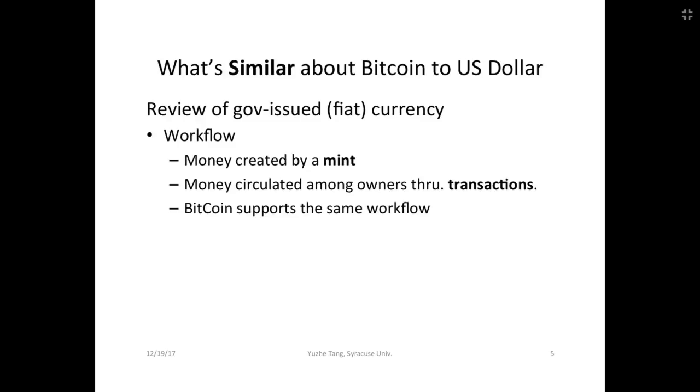To start with, let me quickly review government issued currency or fiat currency using the US dollar as an example. So for any fiat currency, its workflow involves two steps in abstract. The money has to be created by someone, a mint, let's say, and then money is being circulated among asset owners through transactions. So this is the workflow for the US dollar. It's also the workflow for Bitcoin. So Bitcoin has to have the same workflow as well.